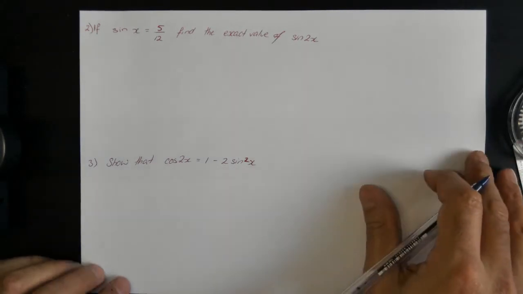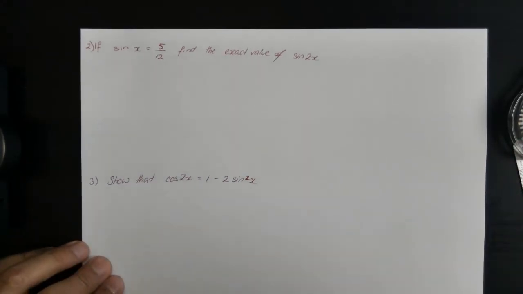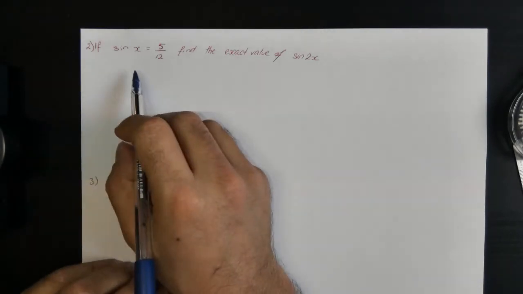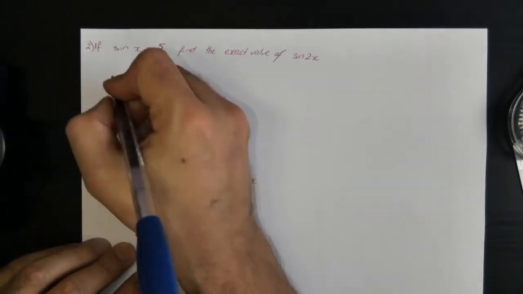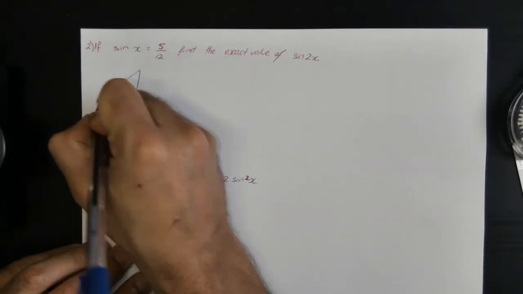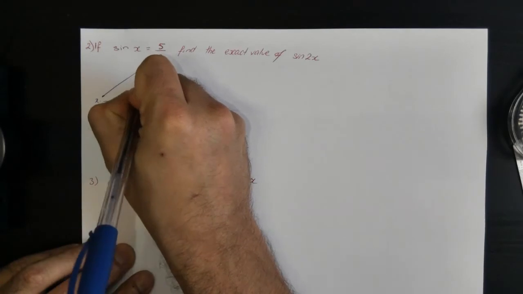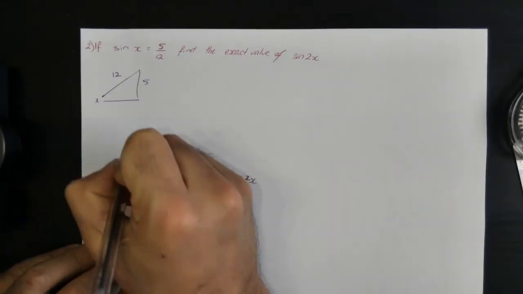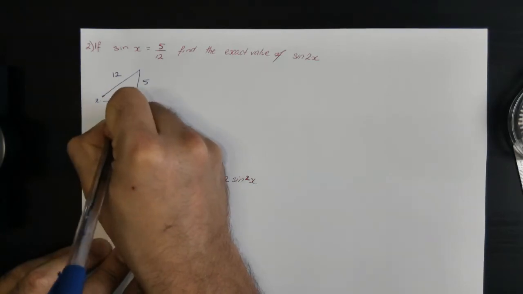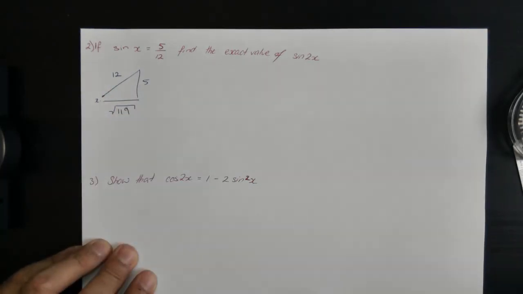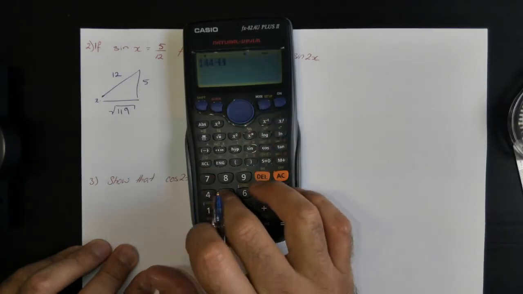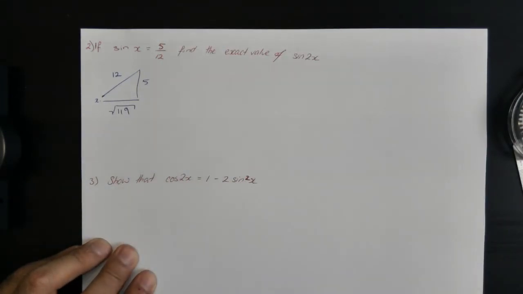We want to find the exact value of sine of 2x. Okay, so if sine of x equals 5 over 12, we draw our triangle. We've got opposite over hypotenuse. Using Pythagoras, I can find the adjacent side: 144 minus 25, square root of 119.